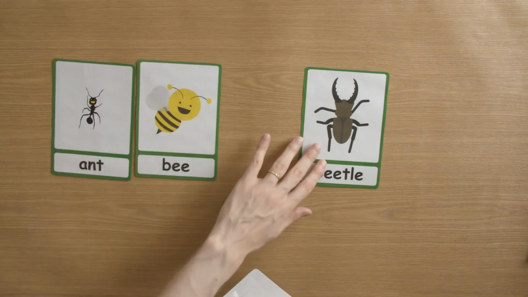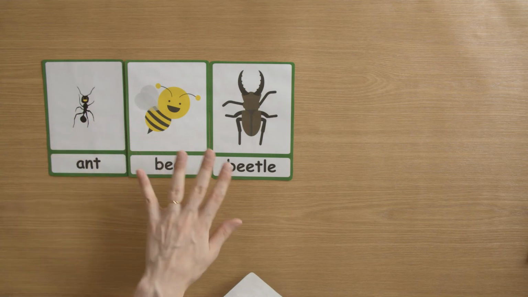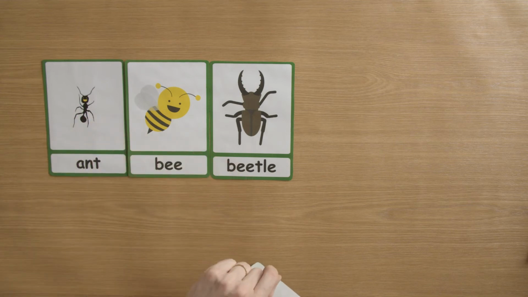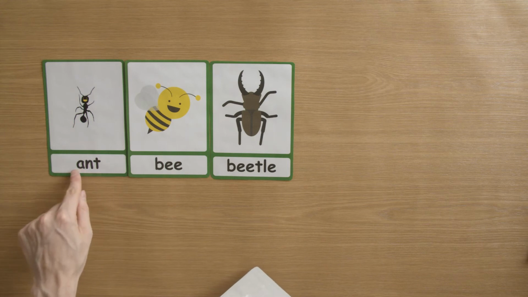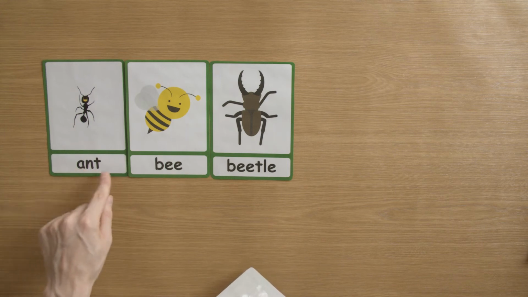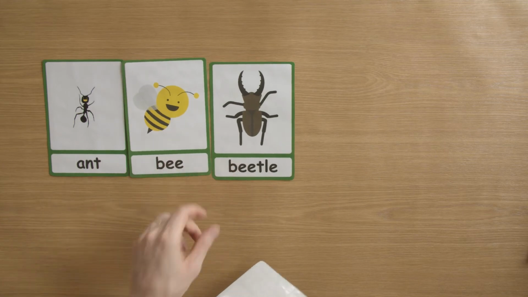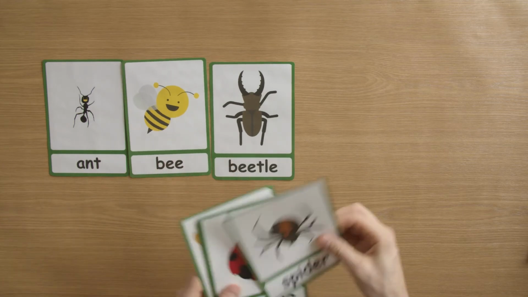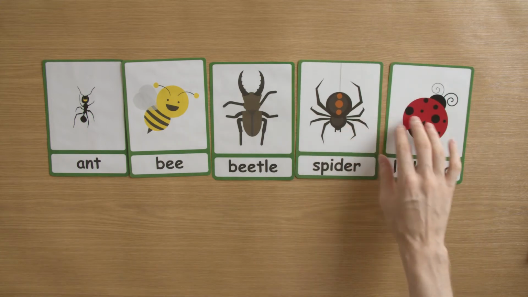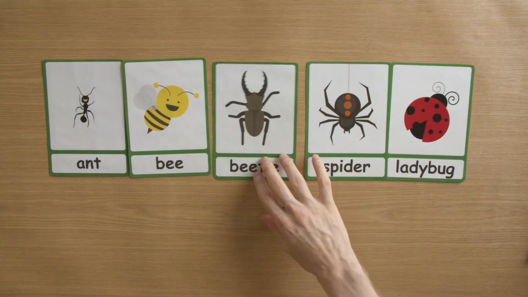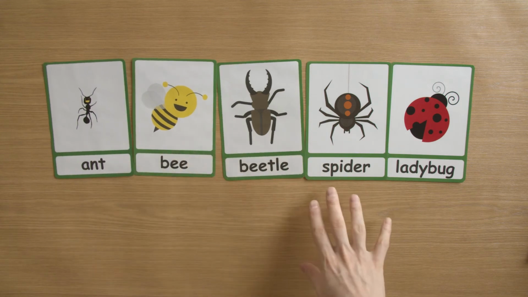Eventually, after you've done this, you can introduce more. And there's an order to introduce these. Do what you feel is right, but I like to do ant because it's a very short word, and then bee, and then beetle because it contains the same name at the beginning. And then we've got spider, ladybug. So that might be the next stage. I might introduce 5 cards after the 3, okay?